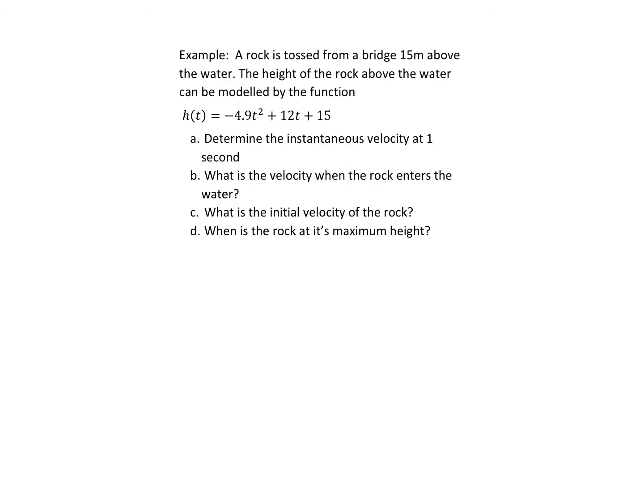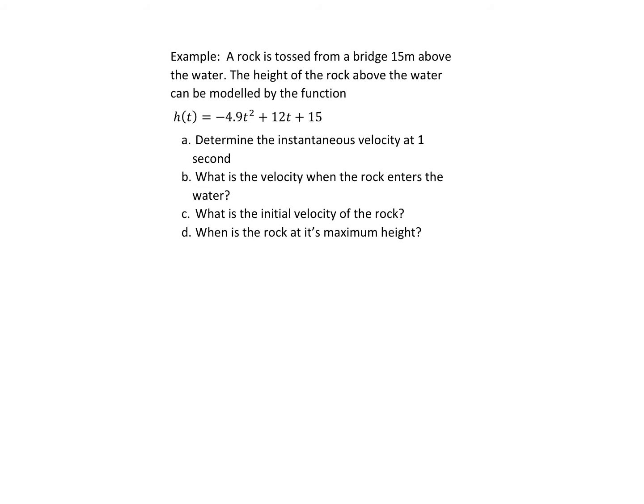Okay, so here's an example of a rock that is being tossed from a bridge. The height function is given. So sometimes it'll give this height or s as displacement. So first of all, it wants us to find the instantaneous velocity at 1 second. So if the position or the height is given, the instantaneous velocity is going to be the change in height, or h prime of t.